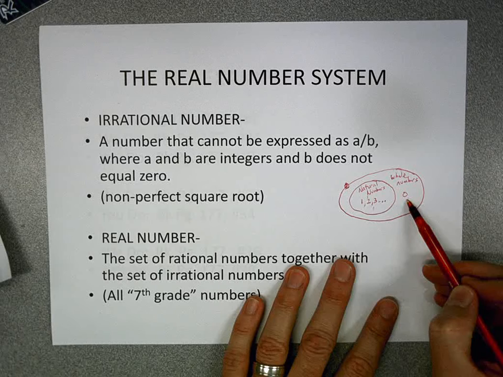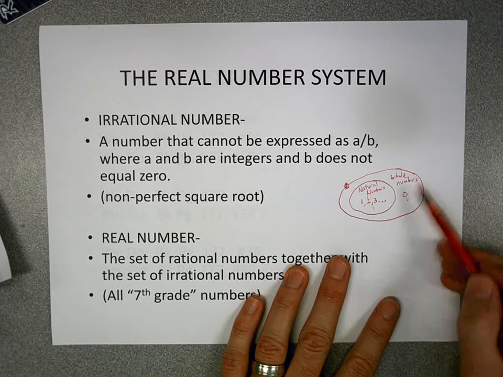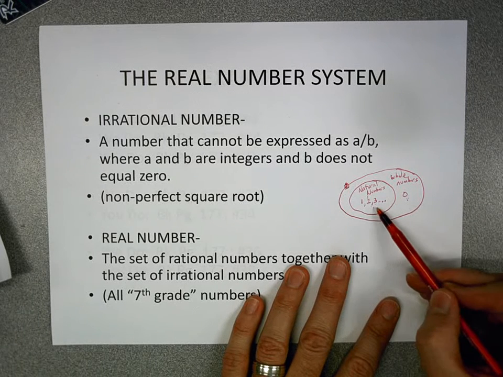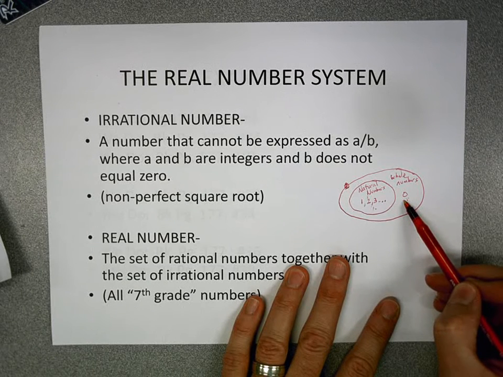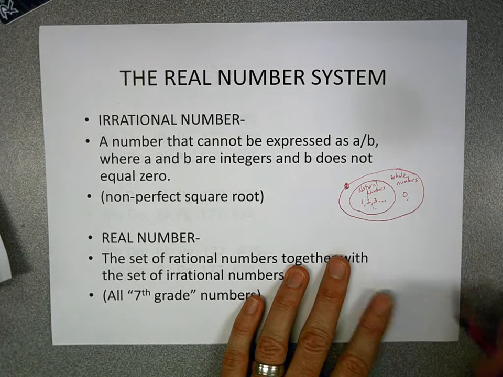0, and we've talked about this in a lesson a while back, 0 is a whole number, but it's not inside this circle. It's not considered a natural number. It's just a whole number. 1, 2, 3 are natural numbers and whole numbers.